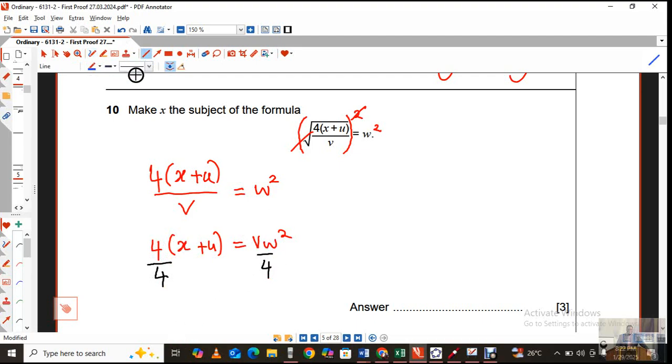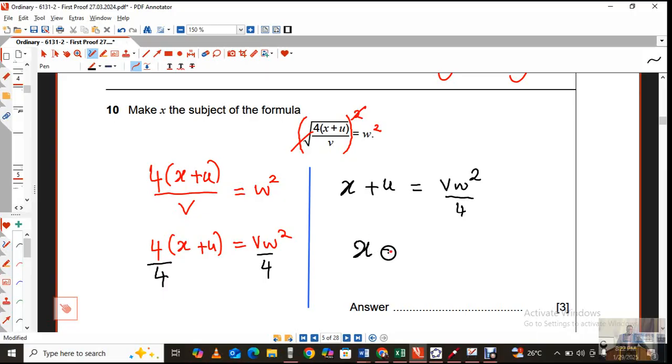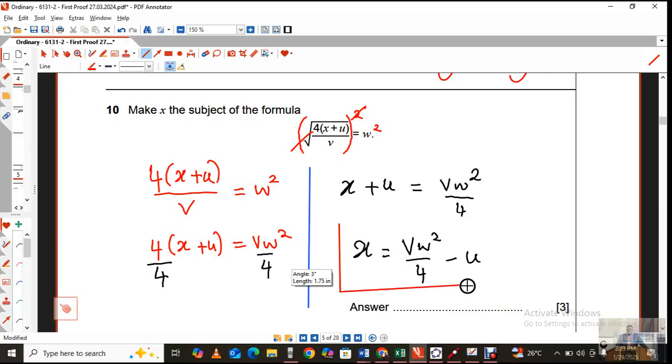Okay, eventually this gives me a scenario where I am now left with x plus u is equal to vw squared over 4. Then I can get rid of that and I say x is equal to vw squared over 4 minus u. Okay, this is my answer. So this would be my final answer if I was to go that particular route.